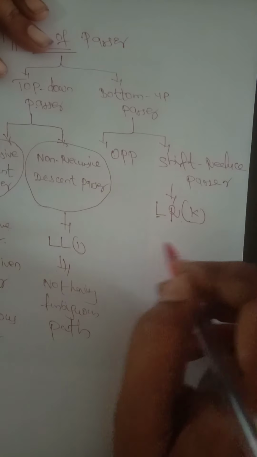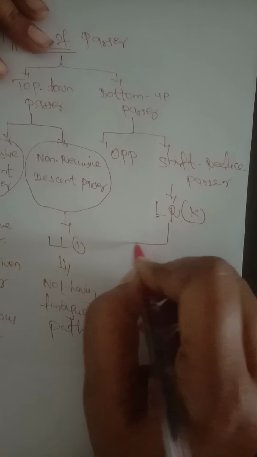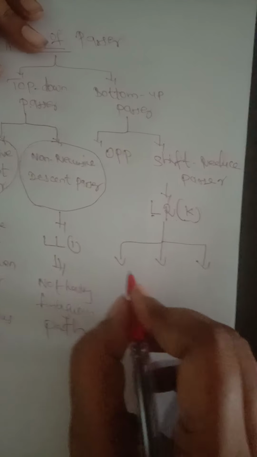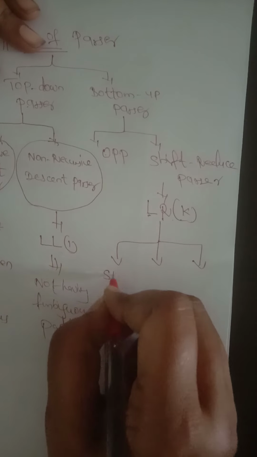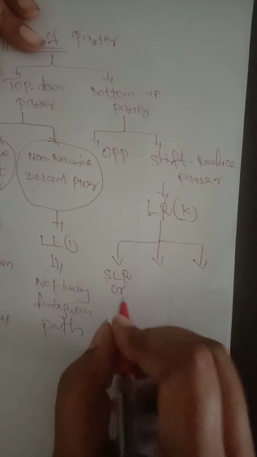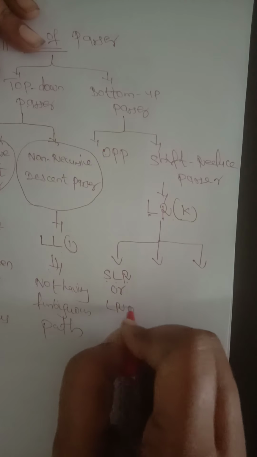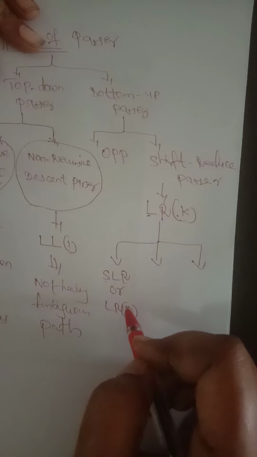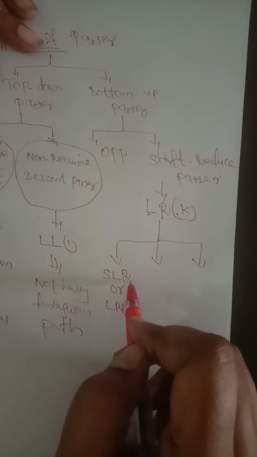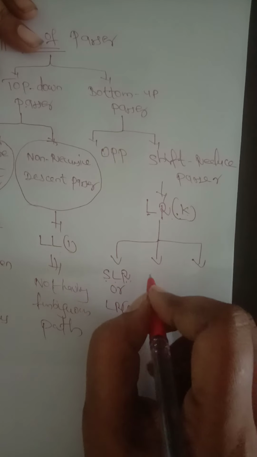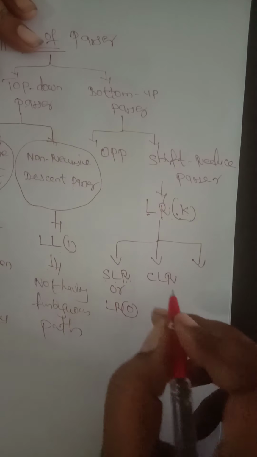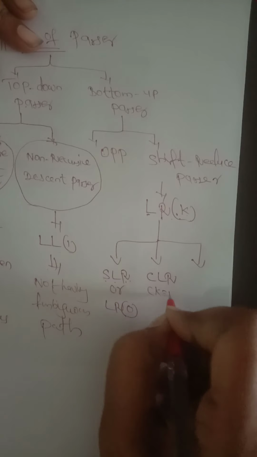Again, the table construction of the LR(K) is classified into 3. What are those 3? Simple LR parser, or LR(0), that means K equal to 0. K value equal to 0 is called the SLR parser. If K equal to 1, that is called the canonical LR parser. Here the K value is equal to 1.